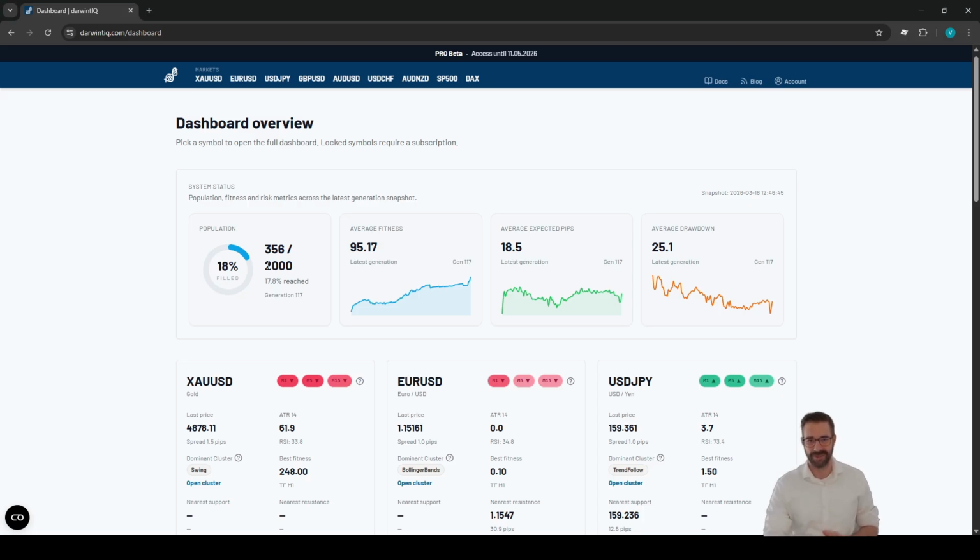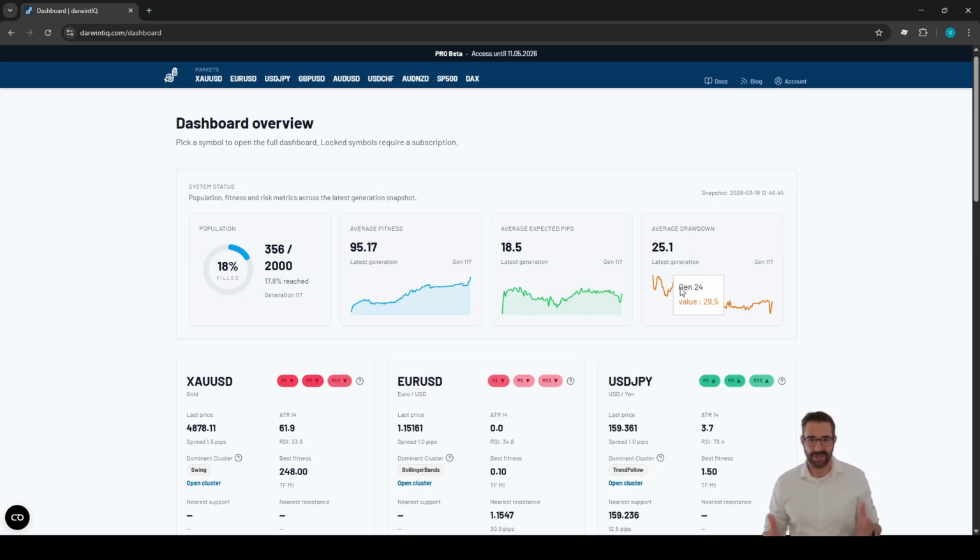Let's start with the system status at the top. Here you can see aggregated metrics across the current generation of models. The population shows how many models are currently active relative to the total search space. Average fitness gives you an idea of how well models are performing overall, not in absolute terms, but relative to recent market conditions. Average expected pips reflects the short-term opportunity the system currently detects. Average drawdown gives you a sense of the overall risk profile of the model population.